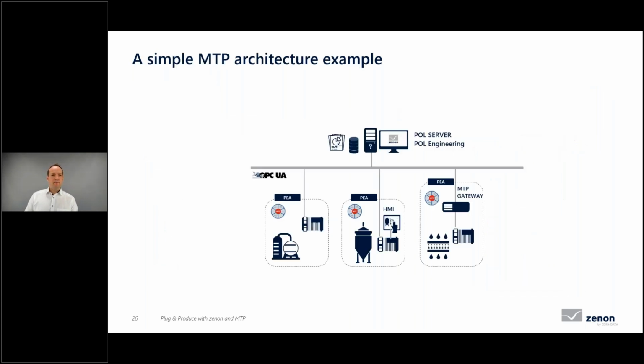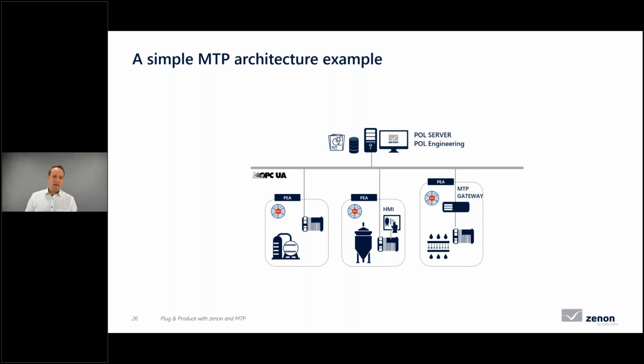A very simple MTP architecture could look like this. So we have here 3 different types of PEAs, of equipment in use, directly connected to hardware. The second one might have a local HMI. All of them are coming with an MTP template, so you simply integrate it, connect it. And the third one might be an existing equipment connected via MTP gateway. And in the orchestration, there is a central server where you also can do engineering, with a database and reporting included.